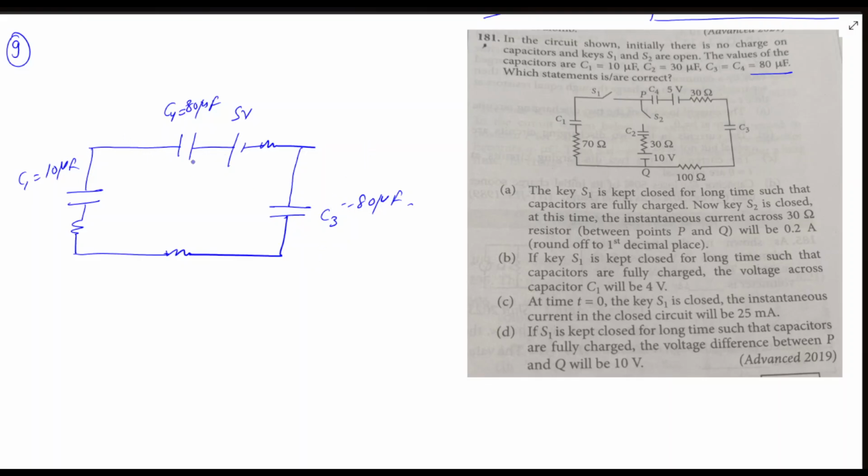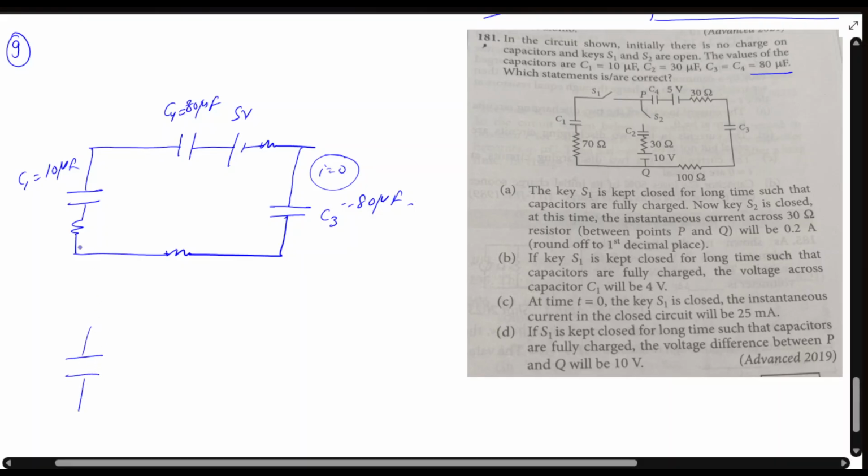Now, if it is kept closed for a long time, there will be no current. So I will be 0 in the circuit. So we need to find the potential across C1, right? So potential across C1. So look, this 80 and 80 are in series, so we can write C equivalent for that. So the circuit will be like this. So this is our capacitor, and we can remove those resistances because there is no current. And this is C equivalent.